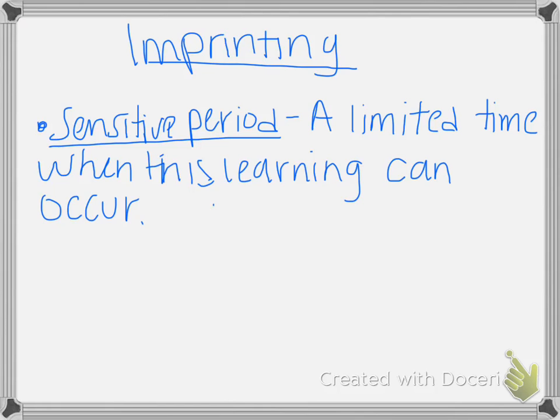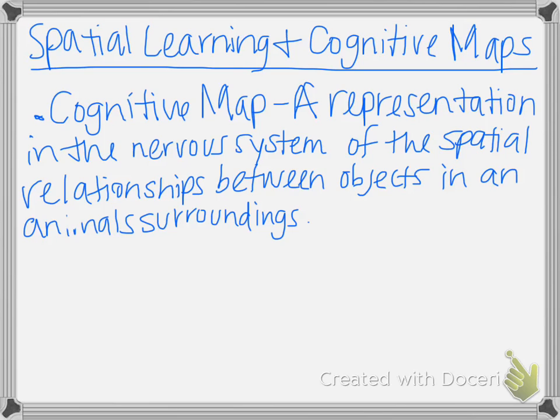A sensitive period is a limited time when this learning can occur. During this time, the young imprint on their parents and learn the basic behaviors of their species, and the mother learns to recognize its child mostly by smell. If a mother does not imprint on their child, they will not recognize their child and it will most likely die. The second type of learning is spatial learning and cognitive maps.